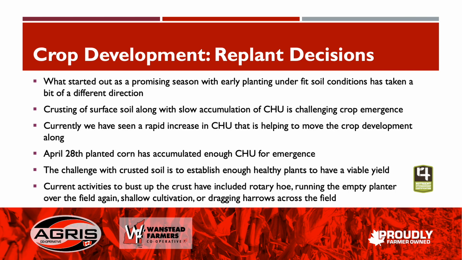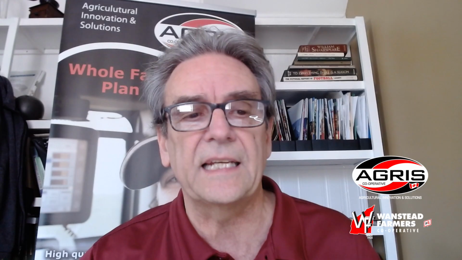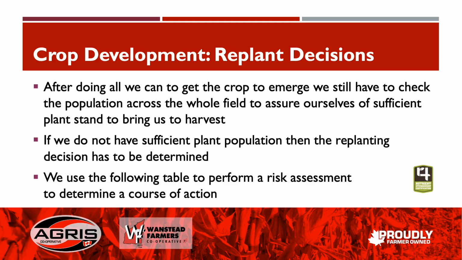Current activities to bust up this crust have included rotary hoeing, running over the field with an empty corn planter again, shallow cultivation on an angle, or dragging harrows across the field, anything that gives us a chance of busting up that crust and loosening it up, giving a chance for more plants to come through. And after doing all that to get the crop to emerge, we still have to check to make sure we have a viable plant stand at the end. We want to make sure we have sufficient population to get us the yield potential we're looking for.